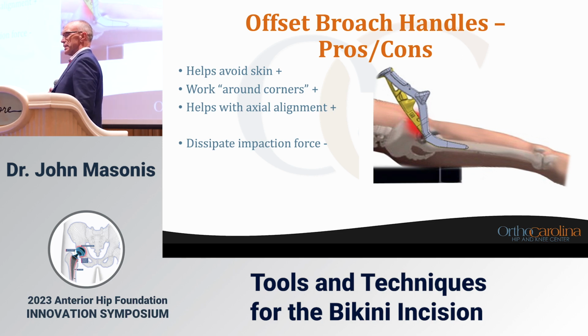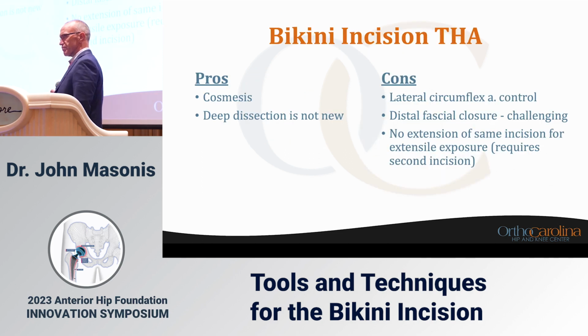The downside to the offset broach handles is that it dissipates the impaction force. And so sometimes you need to be striking these harder, and you may not get the same advancement of the broach. So the bikini incision, for me, the pros and the cons. The pros are the obvious ones, which is cosmesis. Another pro is that the deep dissection is not new, so it's not an entirely different approach for the surgeon.